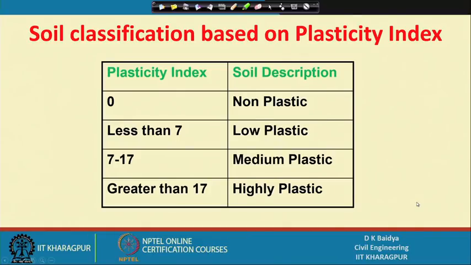And you can see the soil classification based on plasticity index. When the plasticity index IP is 0, the soil description is non-plastic. That means the soil may not have a liquid limit. If it is sand and I try to do a liquid limit test, you will not get one. So, that is actually non-plastic soil.